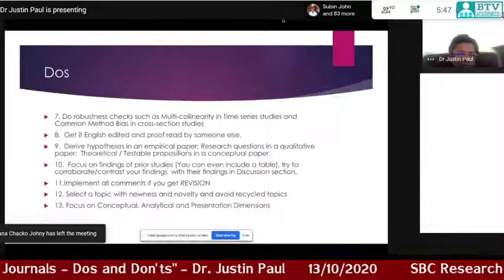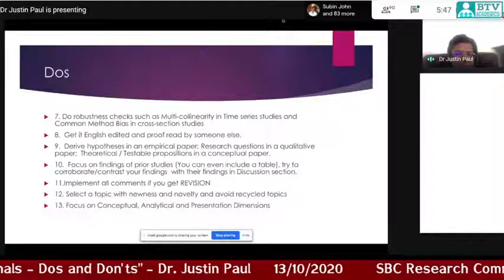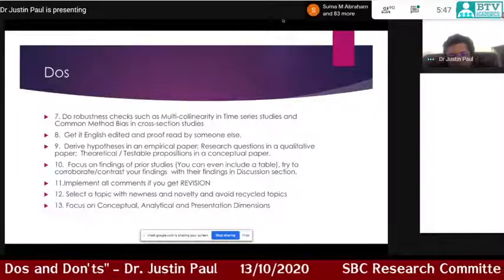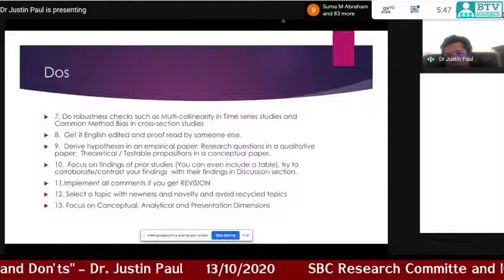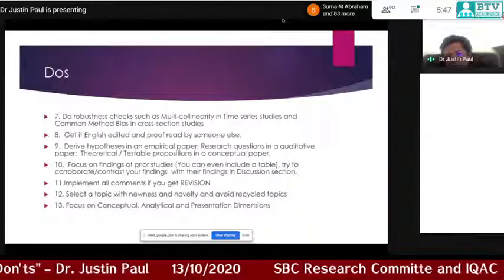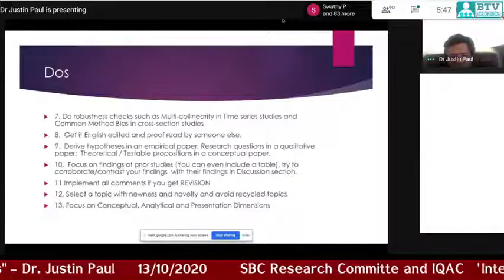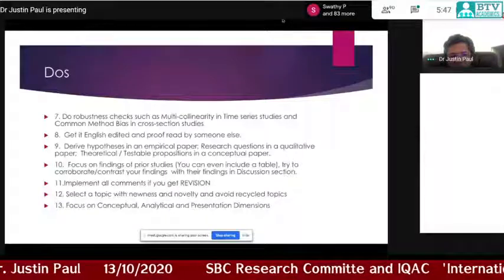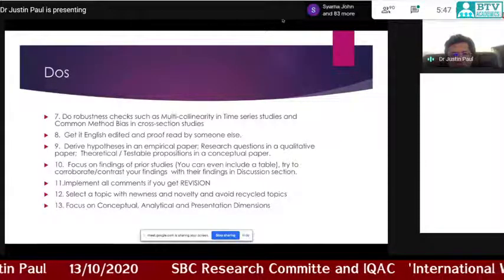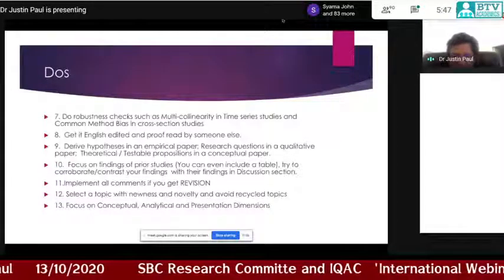Number 12, select a topic with newness and novelty and avoid recycled topics. Number 13, focus on conceptual, analytical, and presentation dimensions.